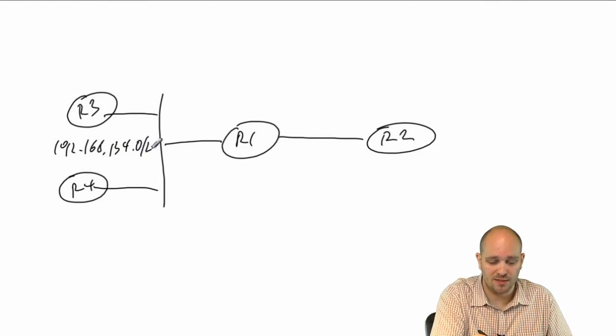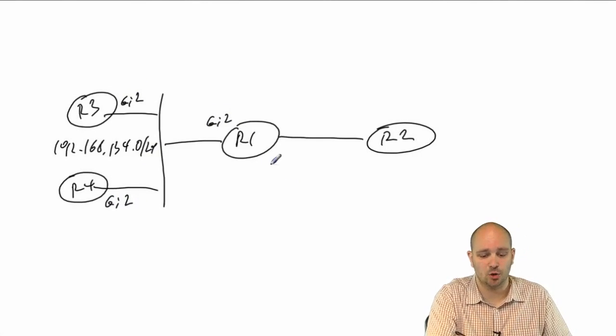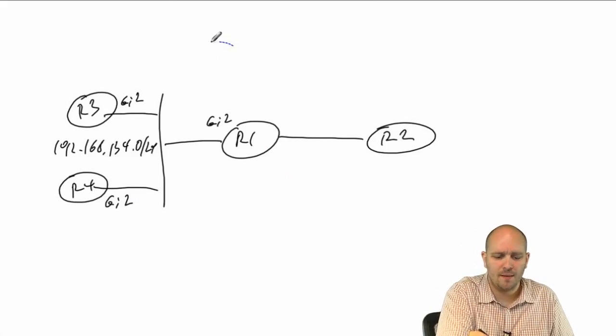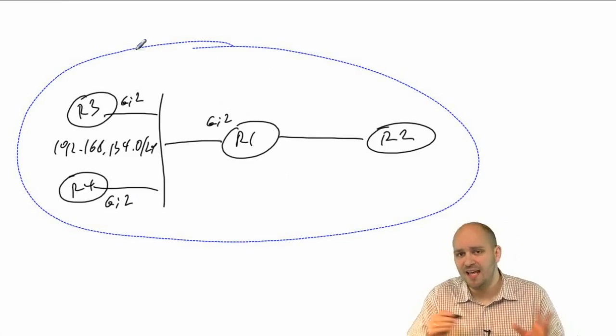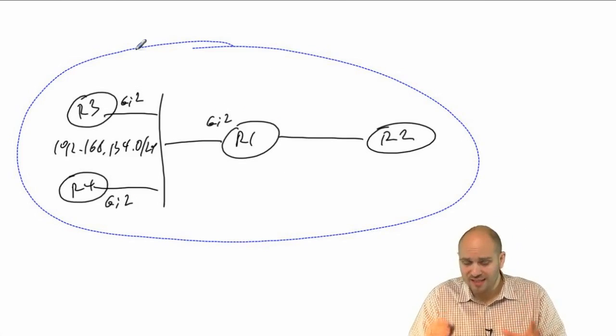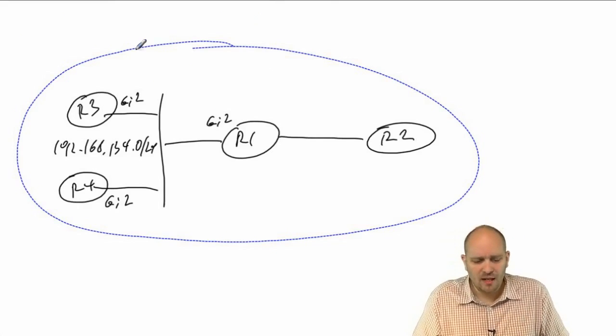192.168.34.0, and it's going to be /24. And this is going to be gigabit interface 2, and gigabit interface 2. And this is all going to be in a single area. So I'm not yet going to be looking at any additional areas. Not yet. I will introduce other areas later on, but for now, this will do.